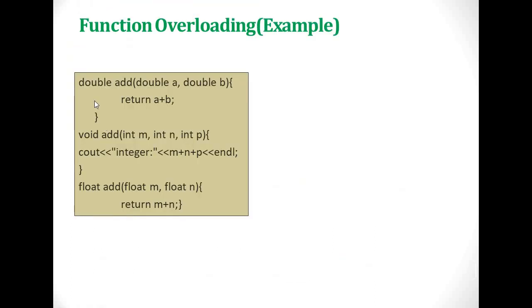Example for this: double add, double a comma b. This will be one method, and then void add, where we are passing three integer values. We are just adding the values. In this method, we are declaring float add and then passing two values.